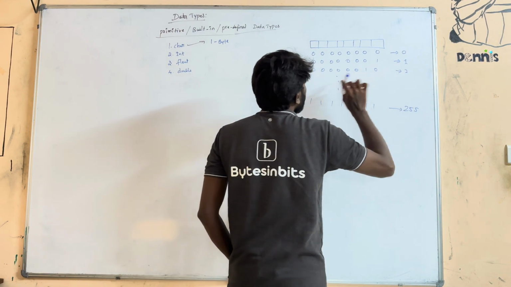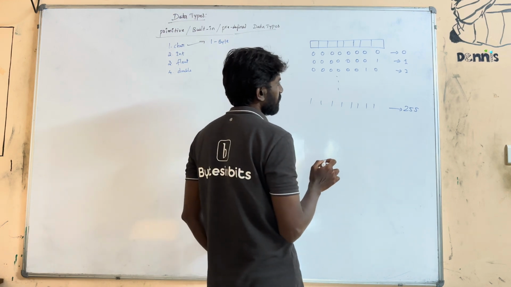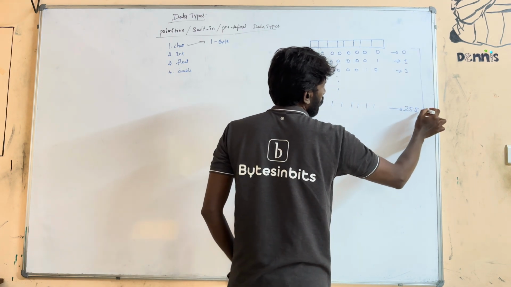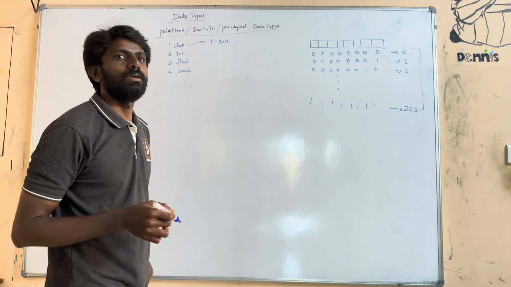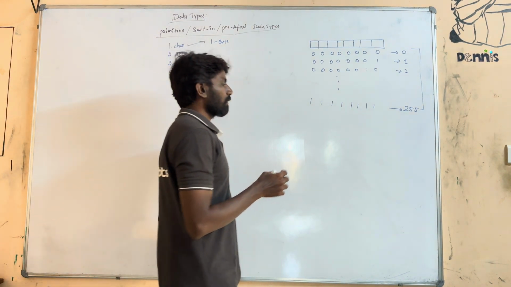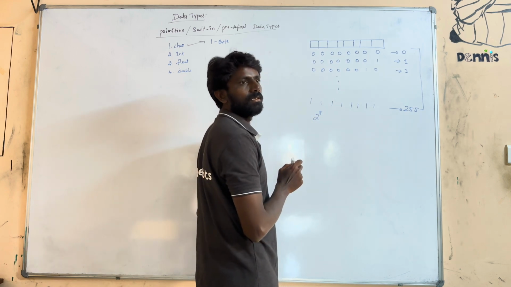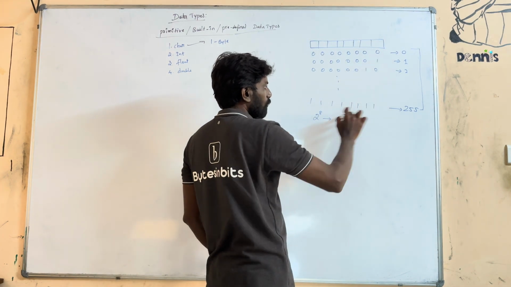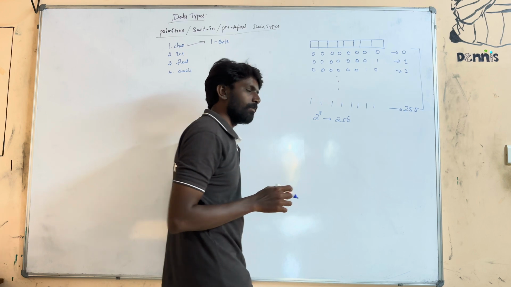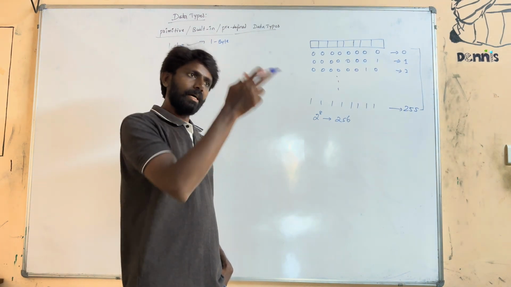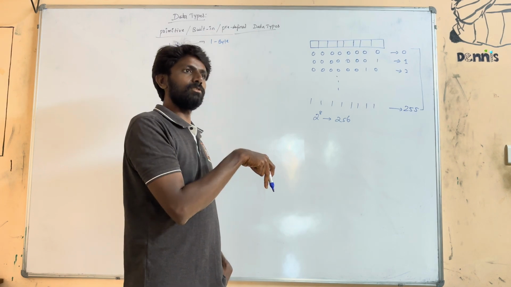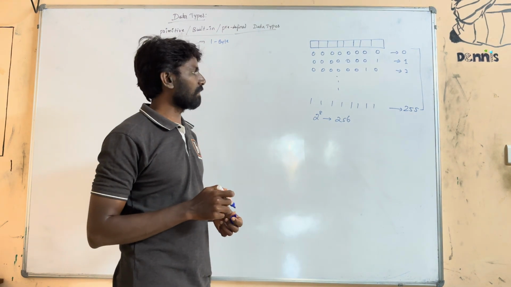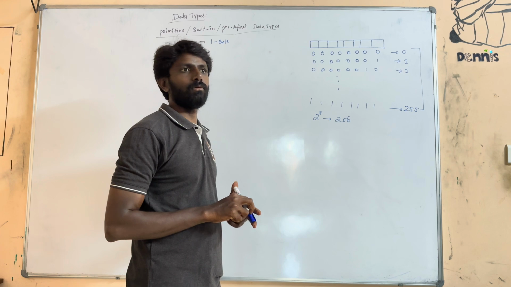So in 8-bit memory, the range of decimal values you can store is from 0 to 255. Clear, right, everybody? You can identify it simply as 2 to the power 8, which is 256. The total count is 256 because we are including 0 also. Is it clear?